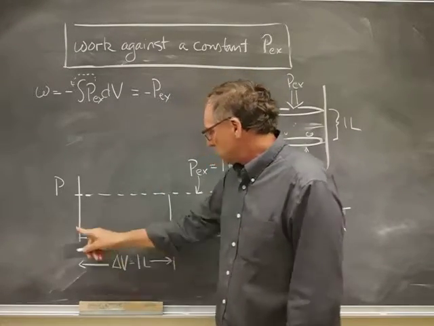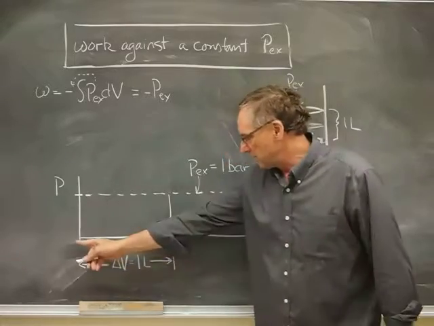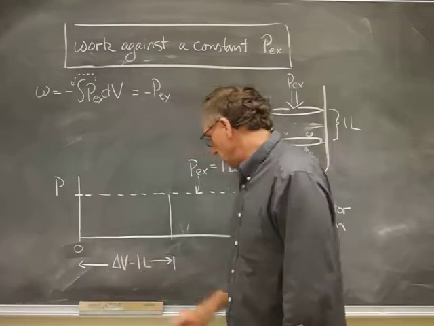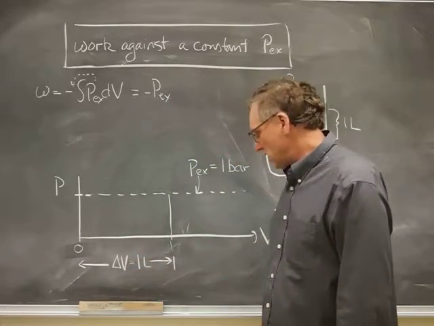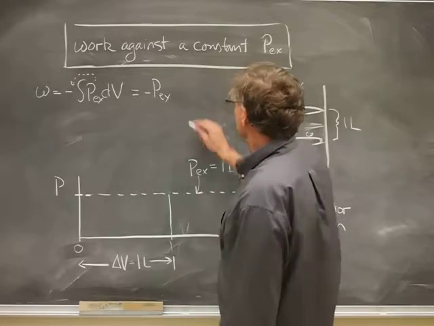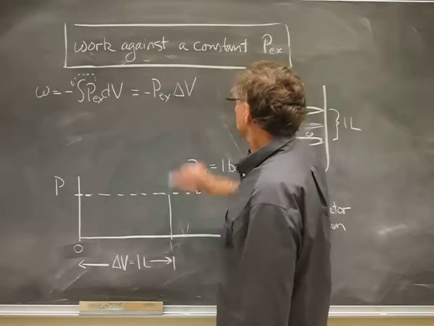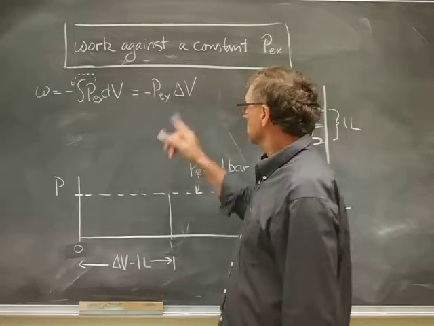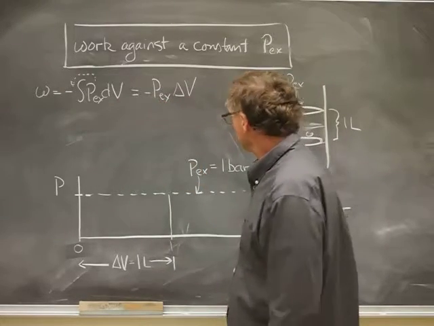Let's just say that we started off, I have an axis here of volume. Let's suppose we started off at 0 and we ended up at 1 liter. So the change in volume would be 1 liter, and I can finish this up like that. The work done is minus the external pressure times the change in volume.